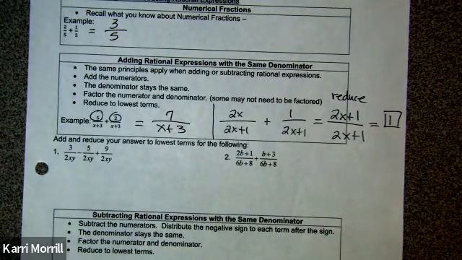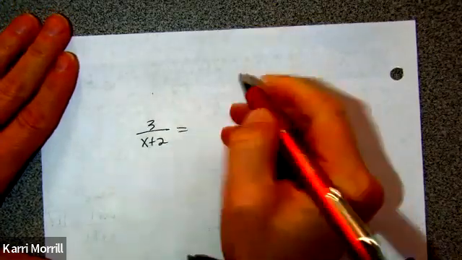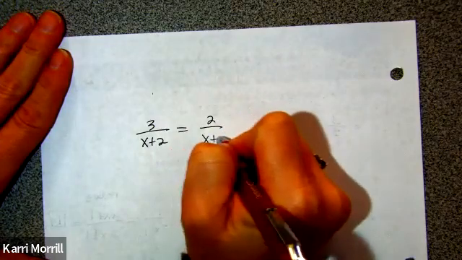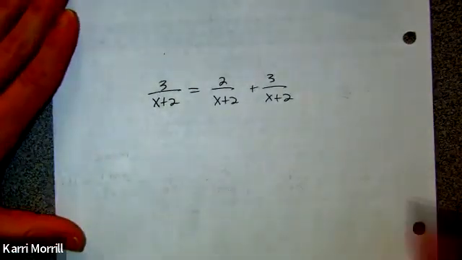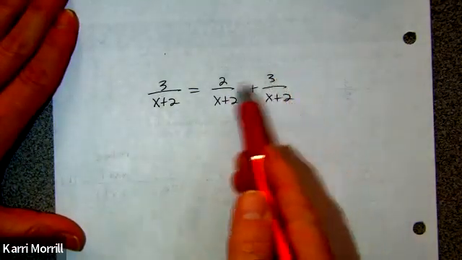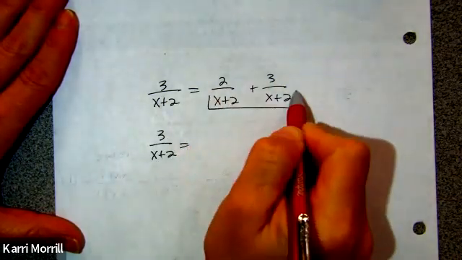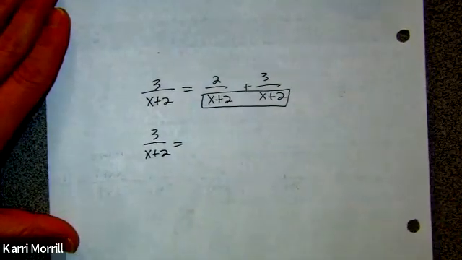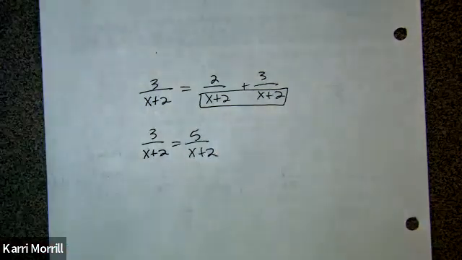So pretty much though, the ones that we did in our section where we were solving equations that have rational expressions, if you remember, it was like, I don't know, 3 over x plus 2 equal 2 over x plus 2 plus 3 over x plus 2. And so I would tell you to combine like terms over here because they have the same denominator, right? So 3 plus 2 was maybe 5. And then if you had a fraction equaling a fraction, do you remember what you would do to solve that?